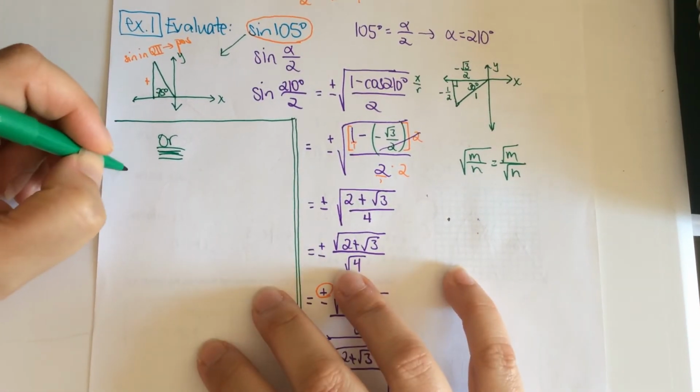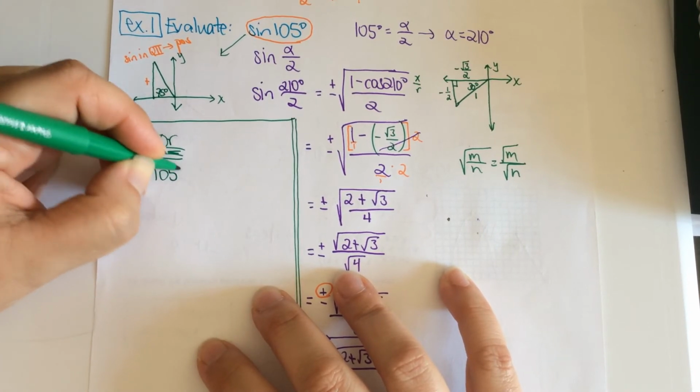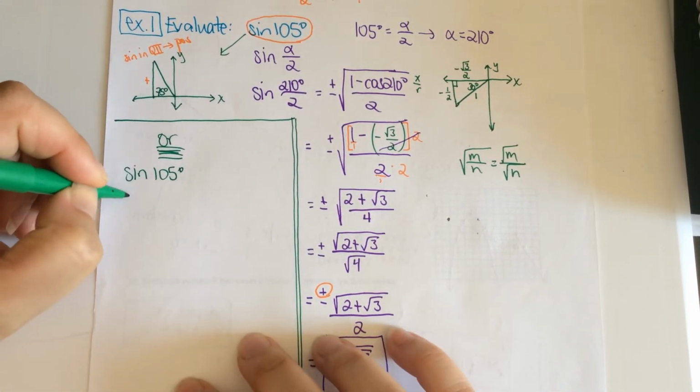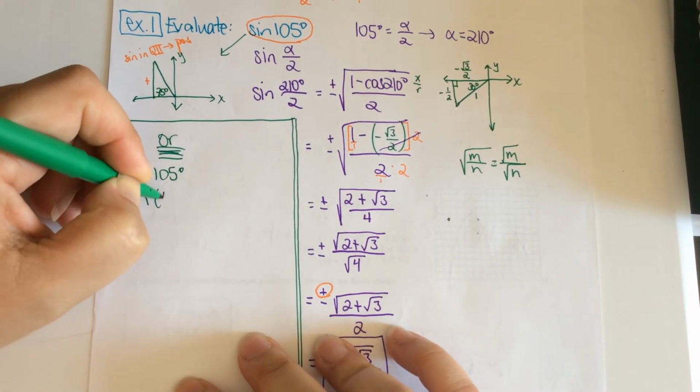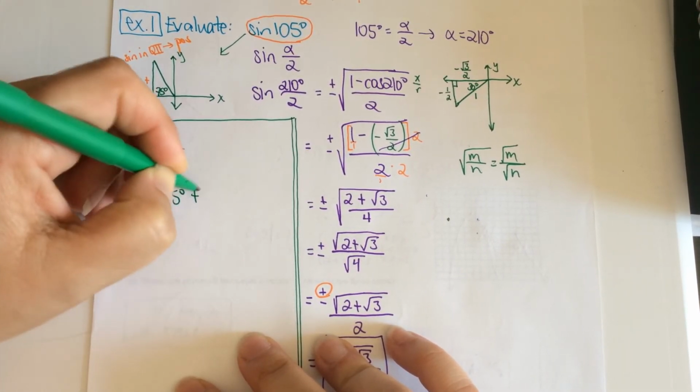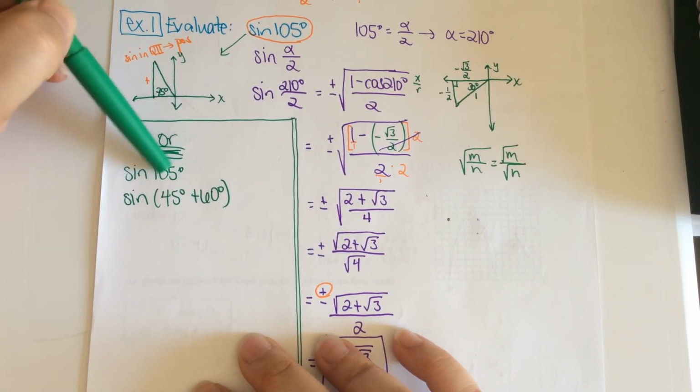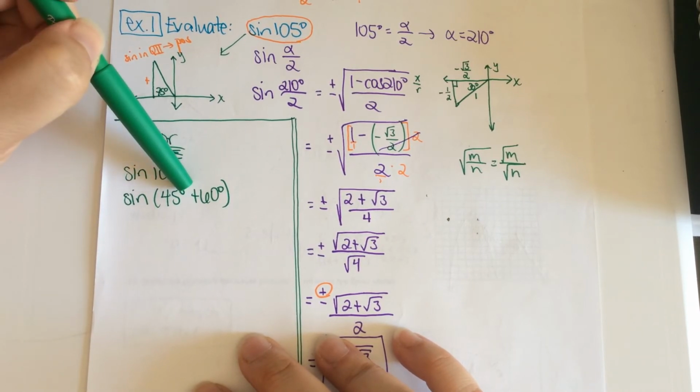So let's go back. Sine of 105. I bet you've already done that on your homework before. It's been a few days, but I bet you've already done that. We learned sum and difference formulas. We can break this up into two angle values that we know how to evaluate. 105 is equal to 45 plus 60. This is exactly the same as this.